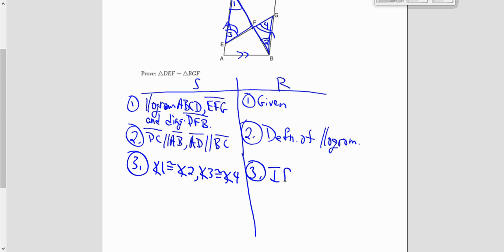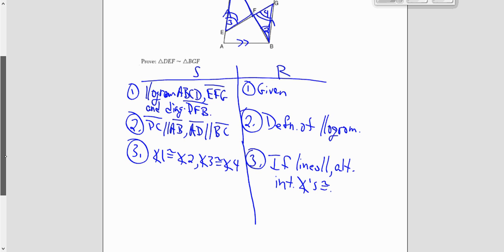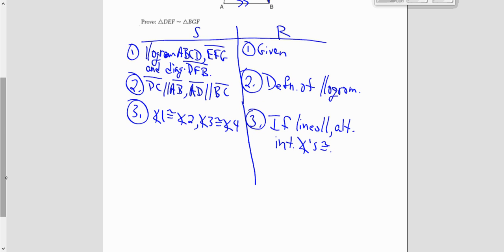Now, if lines parallel, these are alternate interior angles being congruent. That's important. They didn't state the lines are parallel in the given. Because this is a condition, if lines are parallel. Well, are they? No one said it, so you've got to say it. Well, what now? Do we have enough to prove them similar? Yeah, this is angle-angle, isn't it?